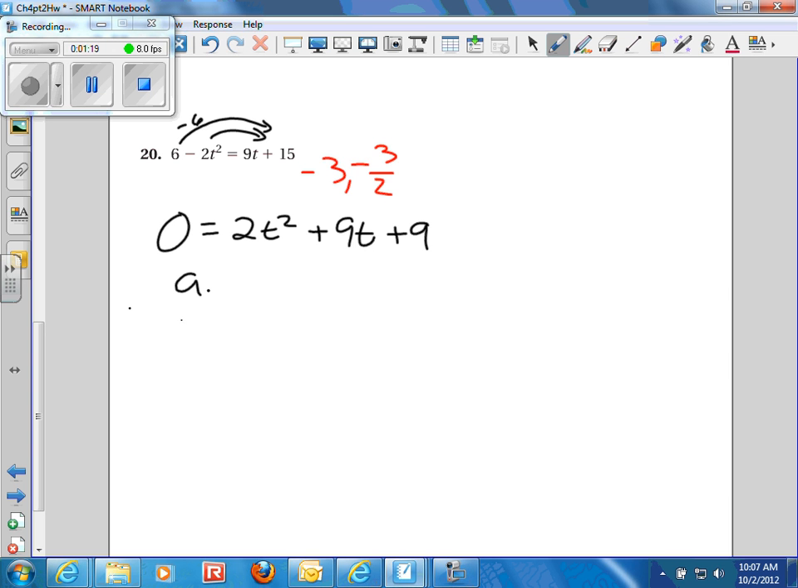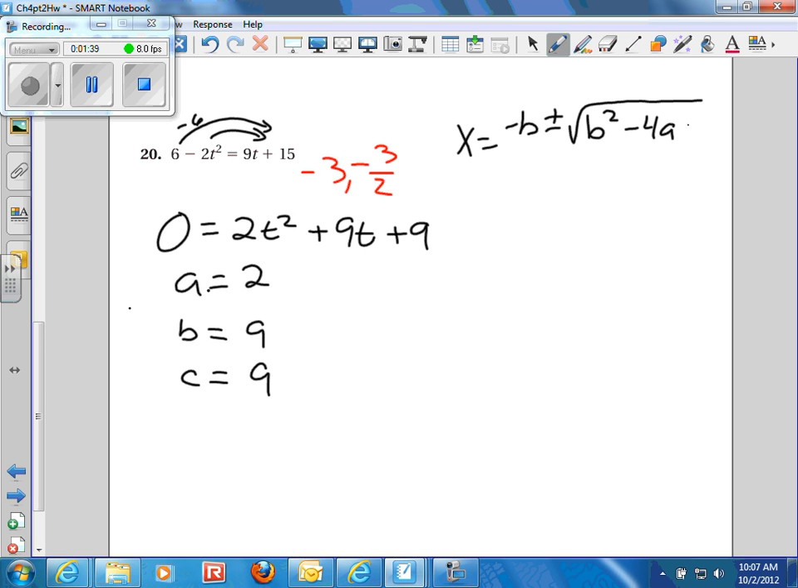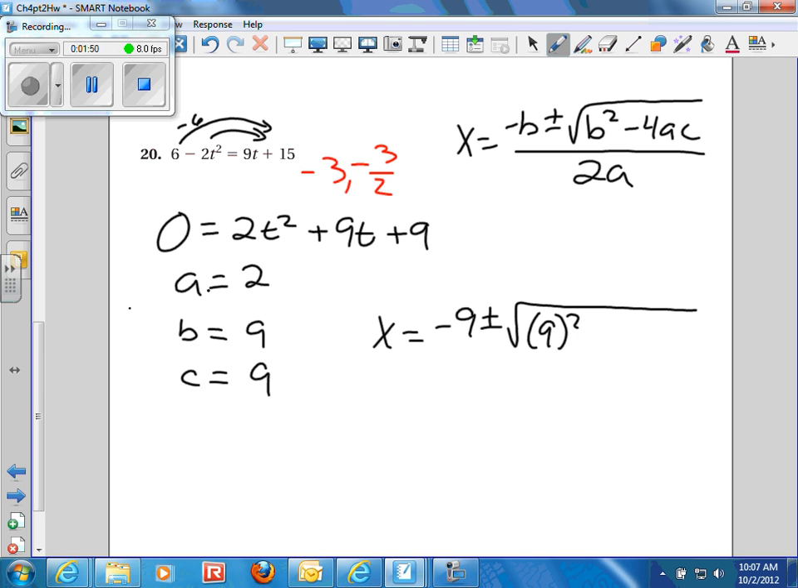So now I'm going to figure out what my A, my B, and my C are for the quadratic formula. So A is 2, B is 9, C is 9. So now I'm going to plug it into the formula. The formula is x equals negative b plus or minus the square root of b squared minus 4ac, all over 2a. Alright, so I'm plugging into that. So x equals negative 9 plus or minus the square root of 9 squared minus 4 times a is 2 times c is 9, all over 2a, which is 2.